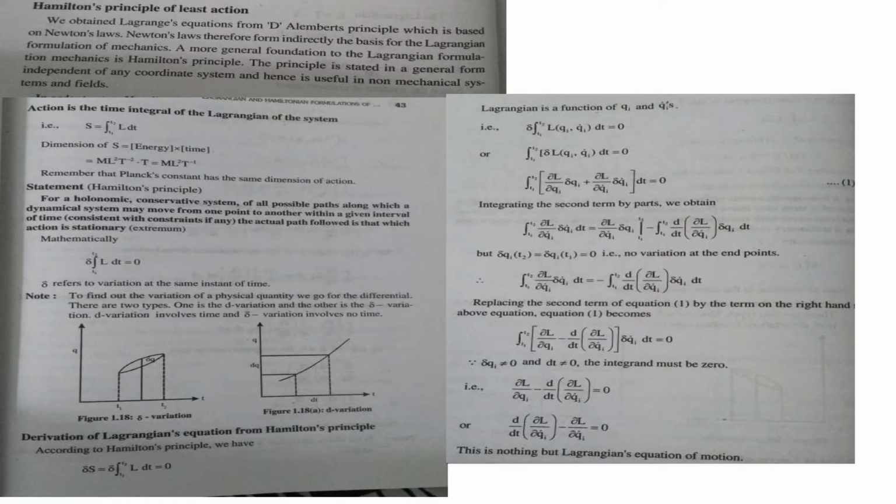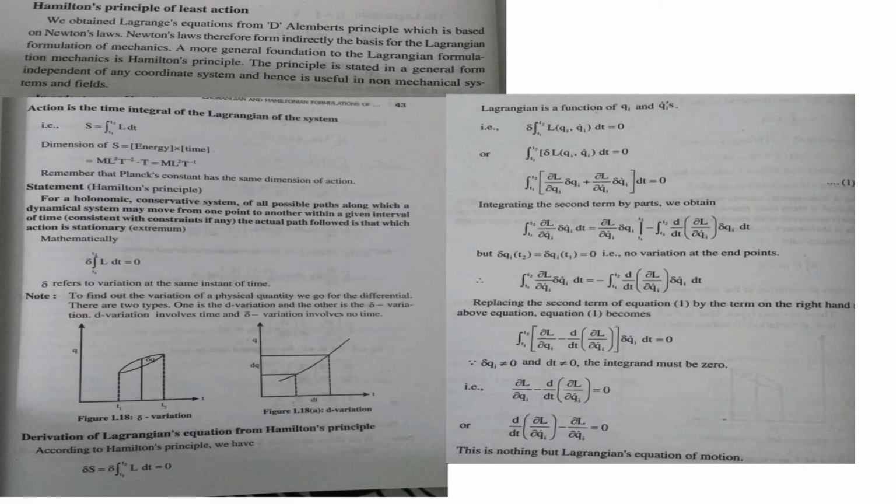The same thing is explained in another way as S is the integral from t1 to t2 of L dt. What is L? L is the Lagrangian, and we already know that it is T minus V, that is, kinetic energy minus potential energy. The time average difference of kinetic energy to potential energy, which is called action, should be a minimum. That is called Hamilton's principle.